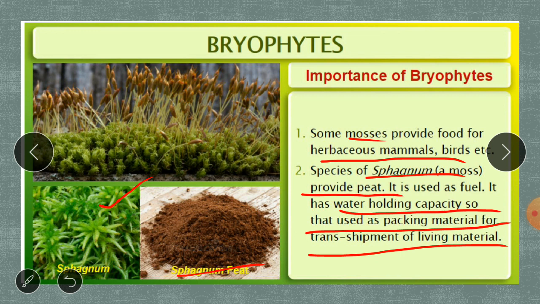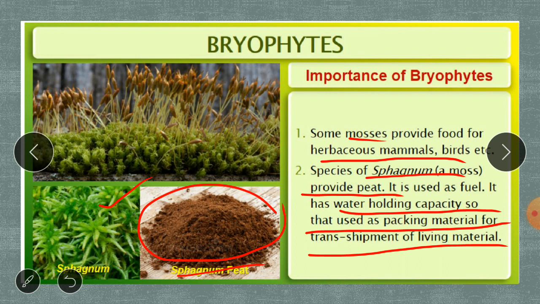So the Sphagnum makes some powder-like thing known as the peat. This is not only helping as a fuel, meaning they use it for burning, for heating, for cooking food or heating water. They are using it as a fuel, and it is also used as a water holding packaging material whenever there is shipment of delicate materials, so that there should be no harm to that material.